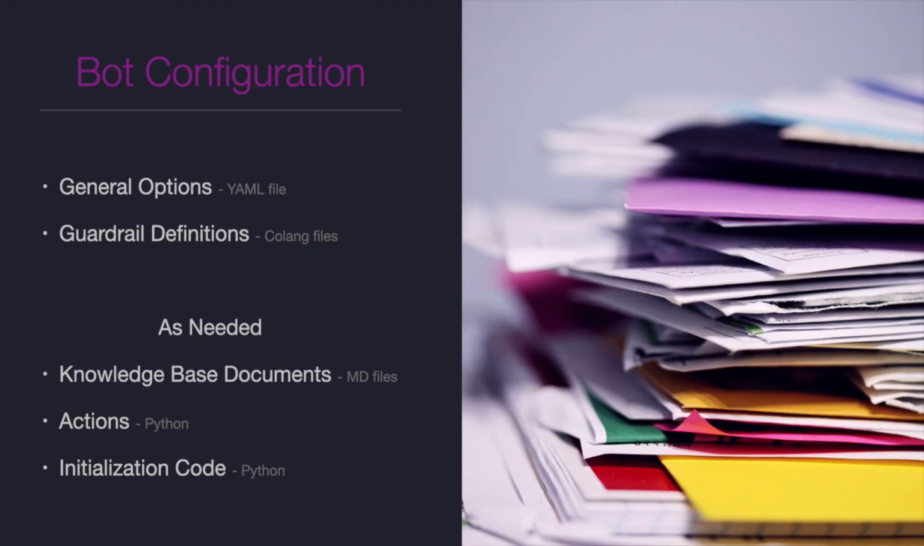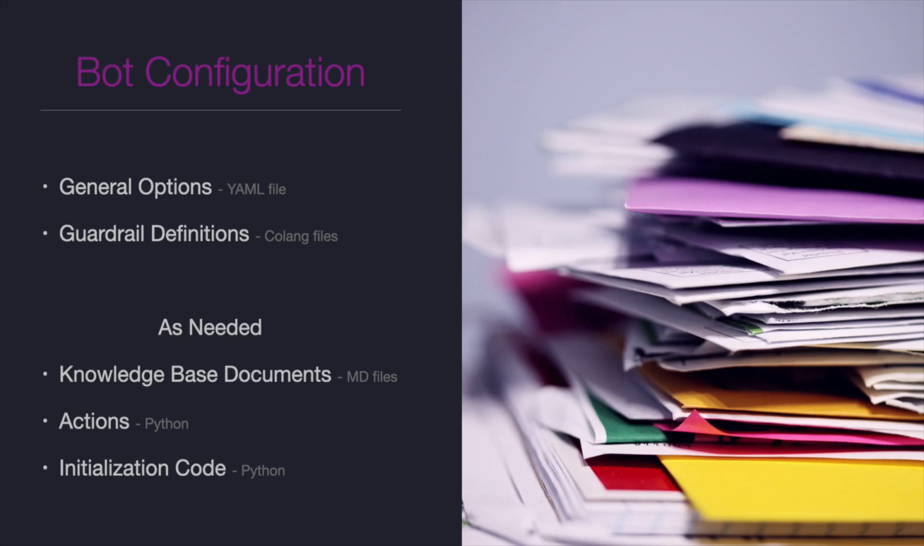Every bot is going to need a general options file, which is usually done in YAML. And then we're going to need guardrail definitions. These are written in Colang, which we'll get into in a minute. Now the next three bullets, they're as needed. So in our case, we will need the knowledge base documents, and that's going to be a markdown file. And for other bots, you may or may not need this, but you can also include actions or initialization code. And both of those are written in Python.